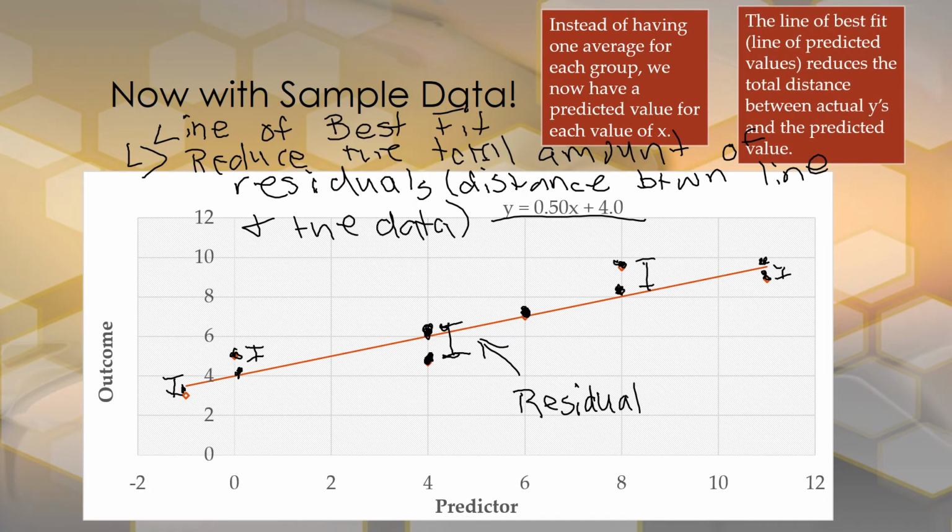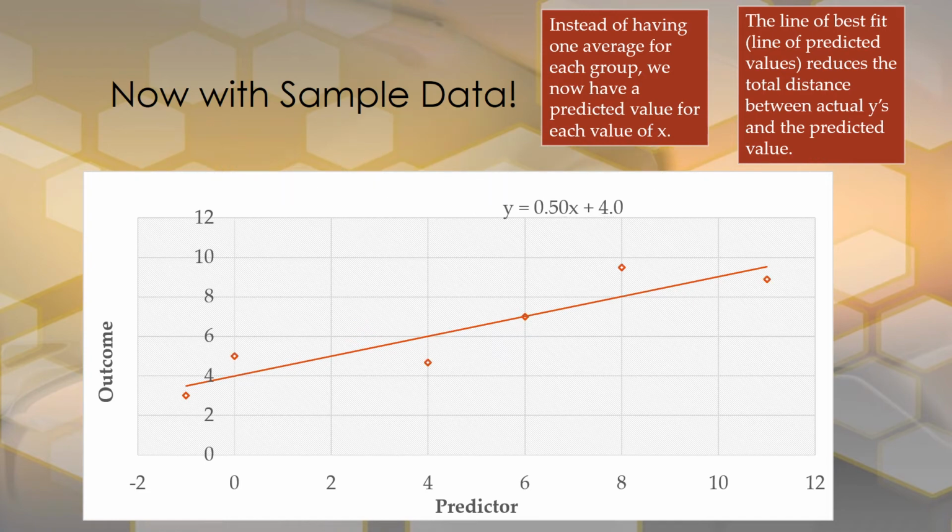And the line of best fit, the line of predicted values, we try to reduce the total distance between the actual y's and the predicted values. So the actual y's are the dots, and the predicted value is where the y is on the line. And so the line of best fit tries to reduce the total distance.